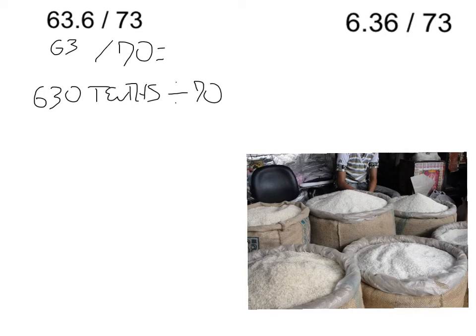Now 630 tenths divided by 70, if you know your facts, 70 will go into 630 9 times, just like 7 will go into 63 9 times. So we went ahead and just solved that problem. That 630 tenths divided by 70 is 9 tenths. And the way we write 9 tenths is just like this, 0.9. Let's try the problem on the right and see if we can solve it a similar way.